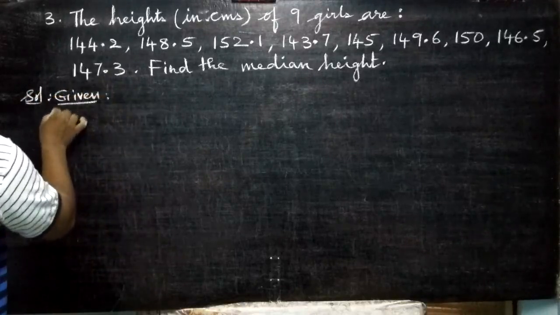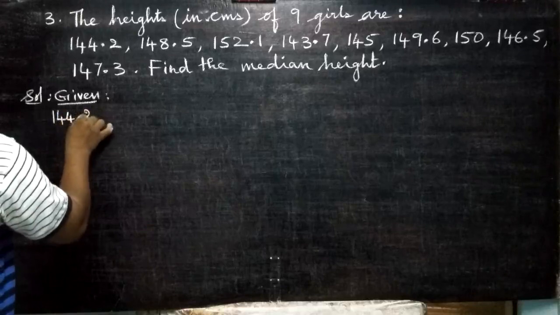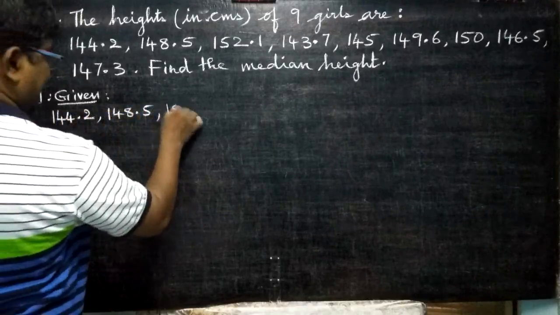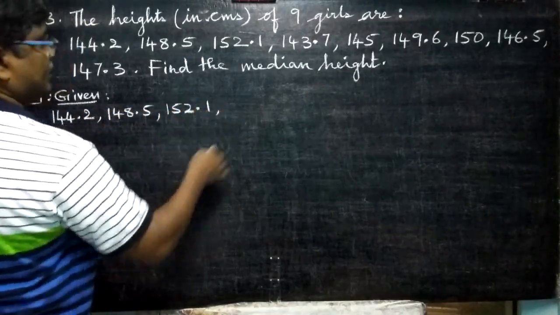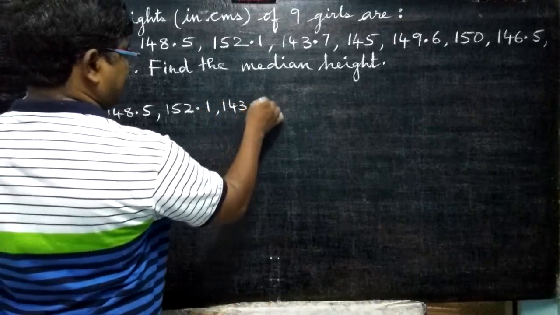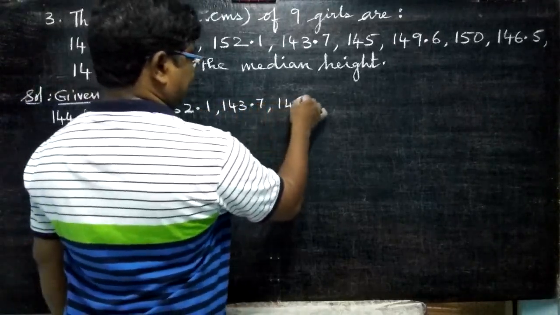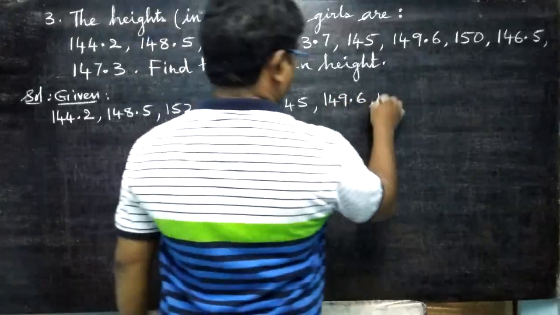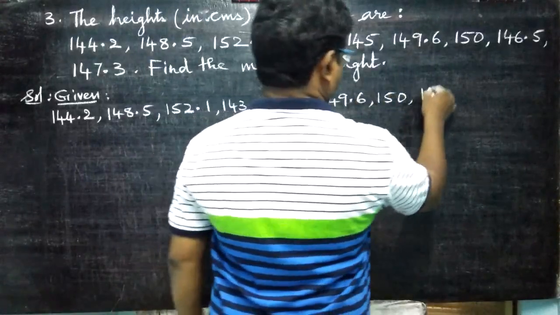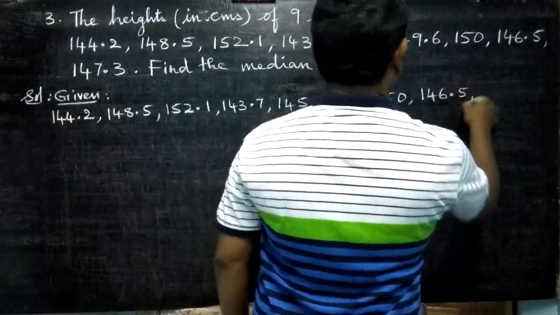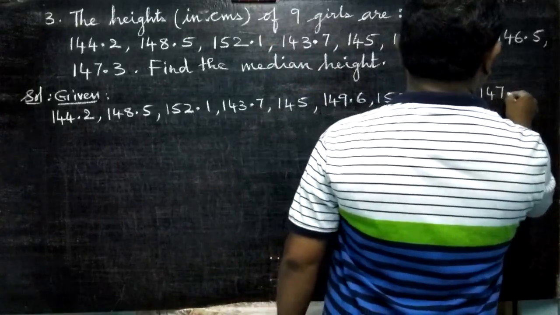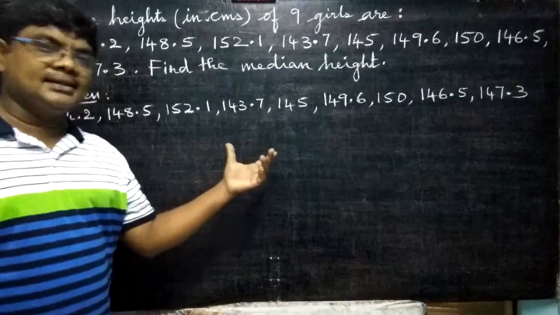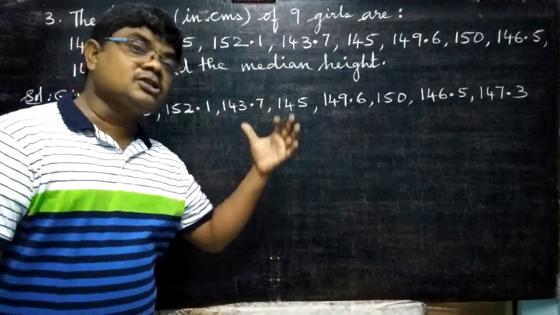What is given? Solution: 144.2, 148.5, 152.1, 143.7, 145, 149.6, 150, 146.5, 147.3. This is the problem given. These are the heights of 9 girls. Are they in order? It is not in order.